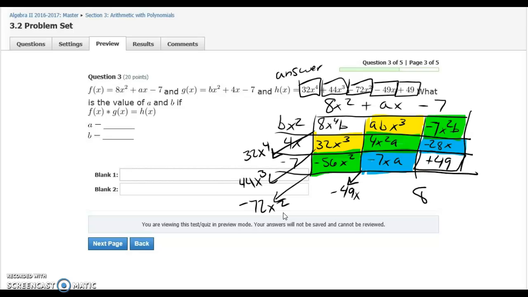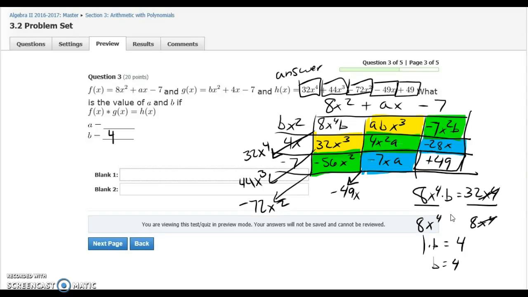So I know that 8x to the 4th times b should equal 32x to the 4th. To solve for b, I divide by 8x to the 4th on both sides. That's the division property of equality. And 8x to the 4th divided by 8x to the 4th is 1, which is the multiplicative identity. x to the 4th divided by x to the 4th on this side cancels to 1. I'm left with 32 divided by 8, which is 4. So b is going to be equal to 4.